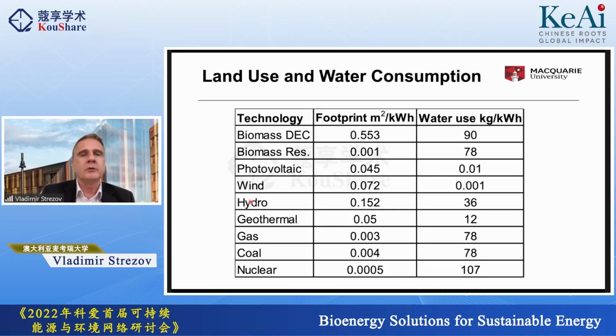So the next is water consumption and land use, the footprint, and we see, for instance, with biomass, dedicated energy crops, significant use of land and water. Nuclear power stations also need water, as well as the coal and gas, the residues and the waste as well. So in terms of the land, biomass energy crops is the largest, followed by hydro.